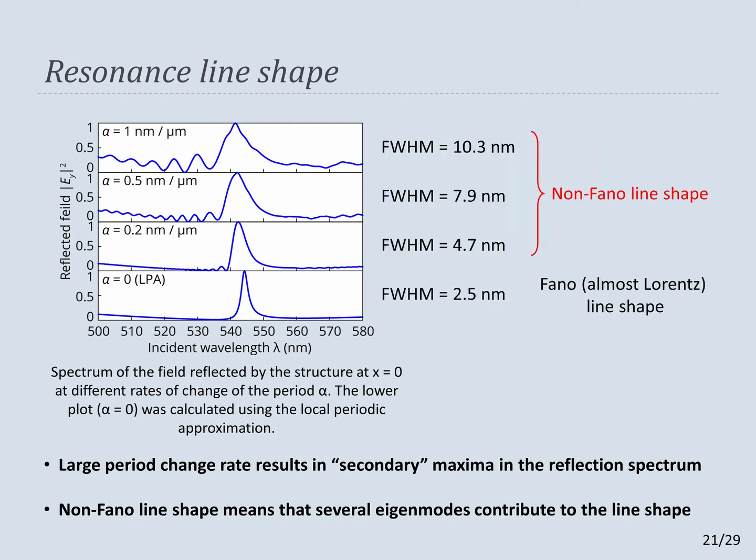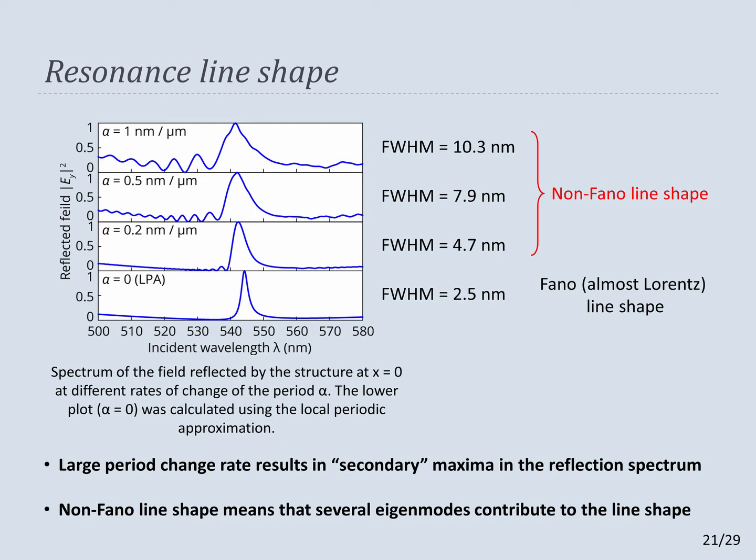As we can see from the plots, the decrease in alpha results in a decrease in the width of the resonant maxima. Besides, the shape of the resonance is different in the case when alpha is 0 and when it is non-zero. In the case of 0 alpha, the local periodic approximation takes place and the reflection spectrum takes simply Fano or almost Lorentzian line shape. This, however, is not the case for the non-zero alpha, when the line shape of the resonance is much more complicated. We have a central peak accompanied by a number of lower magnitude peaks located at shorter wavelength.